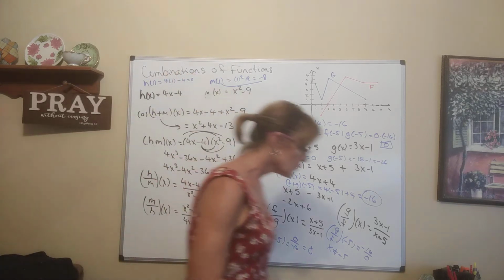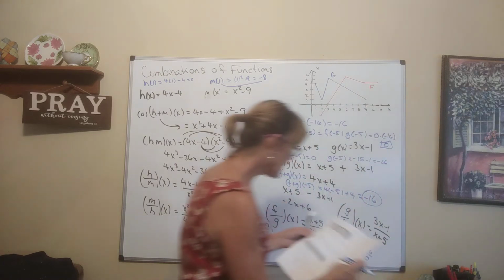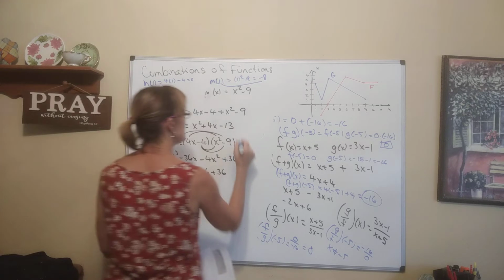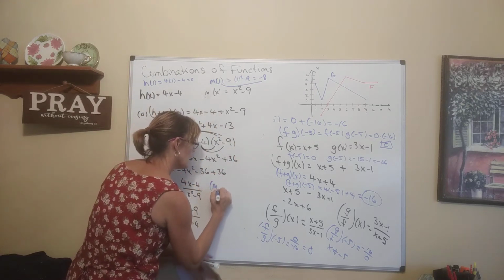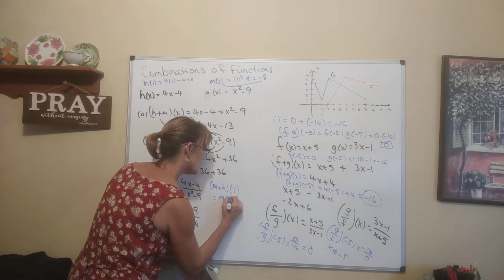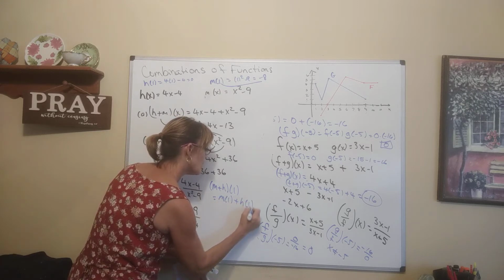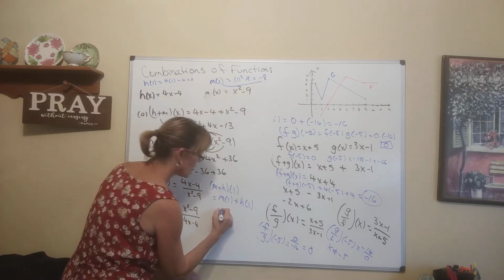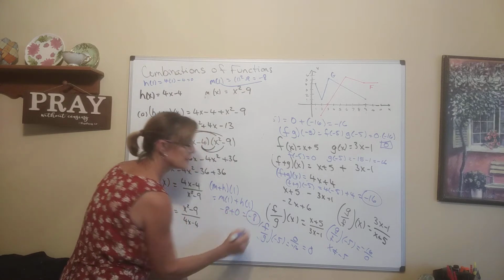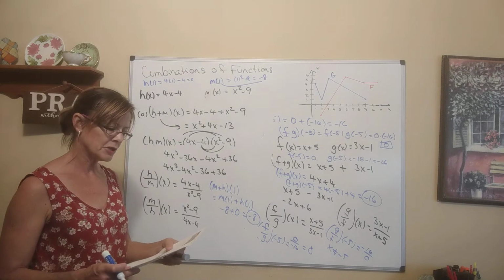Okay. So now let's go down here, and what is m plus h of 1? m plus h of 1 is equal to m of 1 plus h of 1. Well, m of 1 is negative 8. h of 1 is 0, so it is equal to negative 8. There's the first one on part B of number 2.